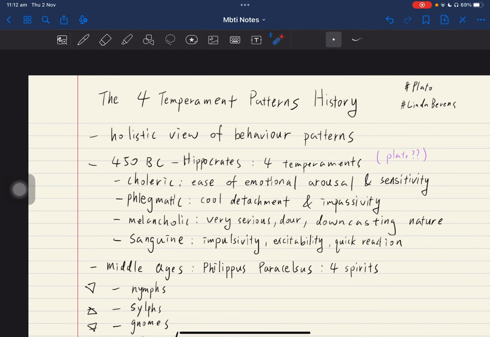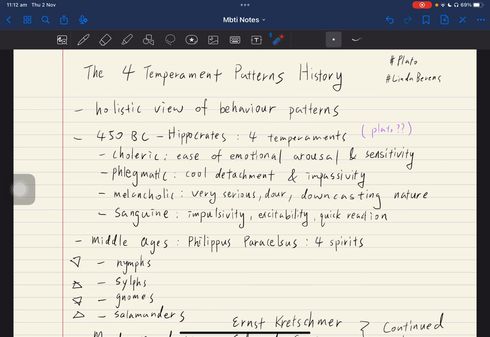And next we are talking about the 4 temperaments, and before that we're going to the history of the 4 temperaments. So the 4 temperaments is like another holistic view of behavior patterns. And it started since ancient times, basically from Hippocrates or Plato, I'm not sure. Anyway, one of these 2 people came up with it, or both.